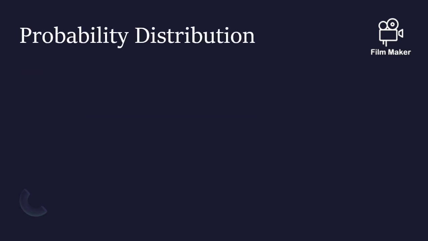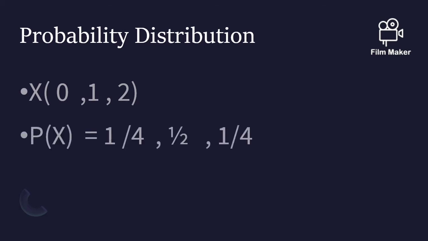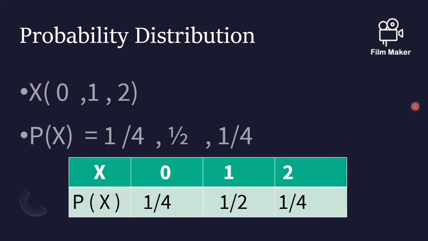Probability distribution. So X represents 0, 1, 2, and P(X) is equal to 1/4, 1/2, and 1/4. So we will make a table. We will write here X and P(X). So again, we will place there 0, 1, 2, and then P(X): 1/4, 1/2, and then 1/4.